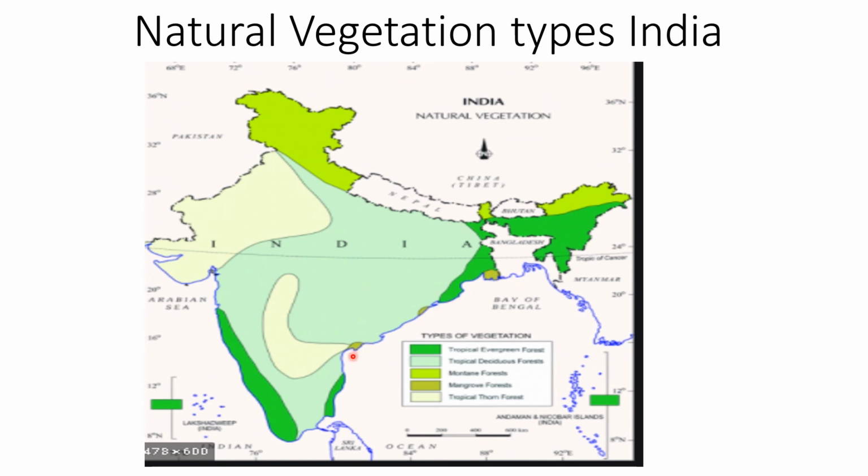And I think this video has made clear to you all the major natural vegetation types found in India and their characteristics.